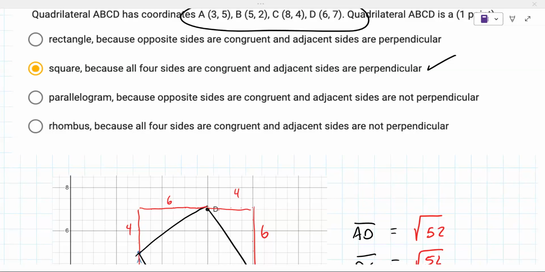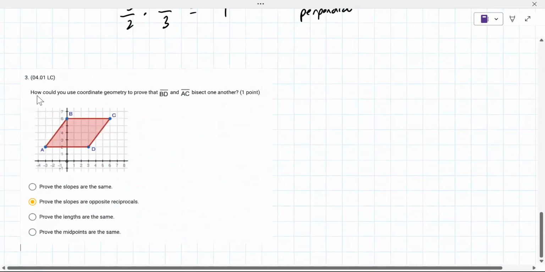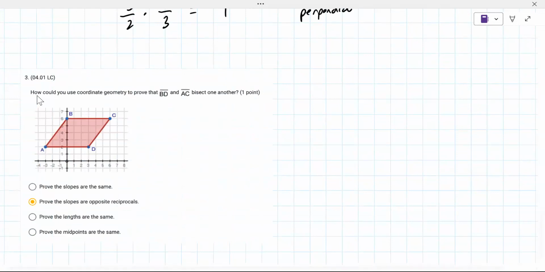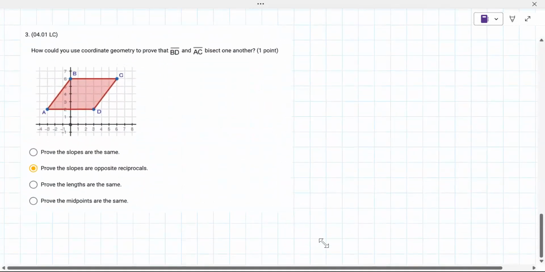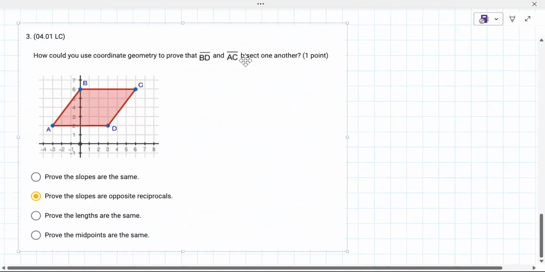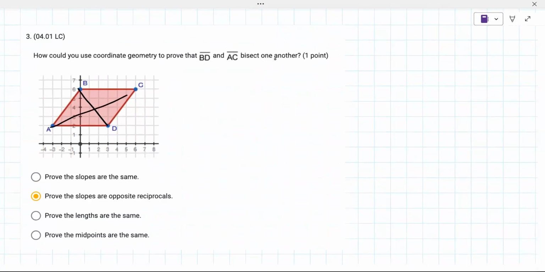Let's take a look here. How could you use coordinate geometry to prove that BD and AC bisect one another? BD and AC bisect one another. Okay.